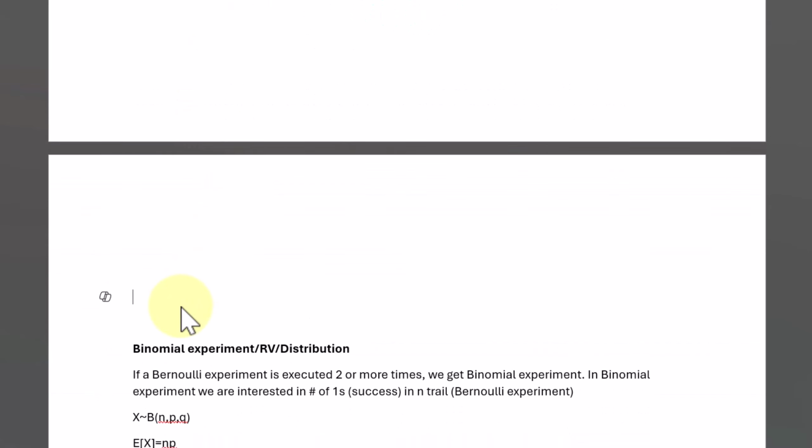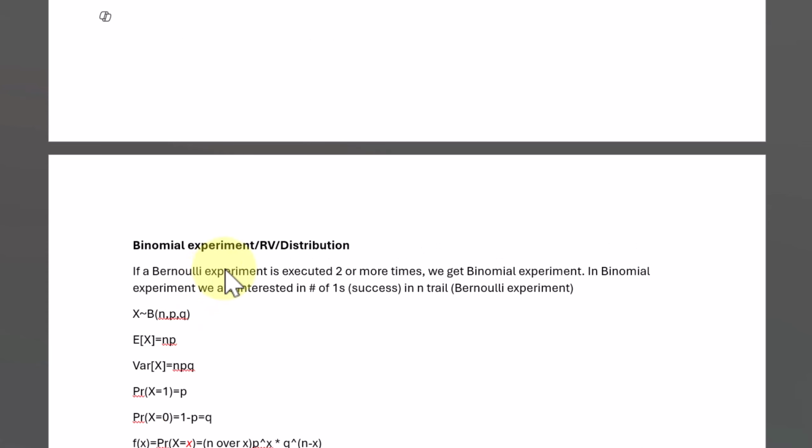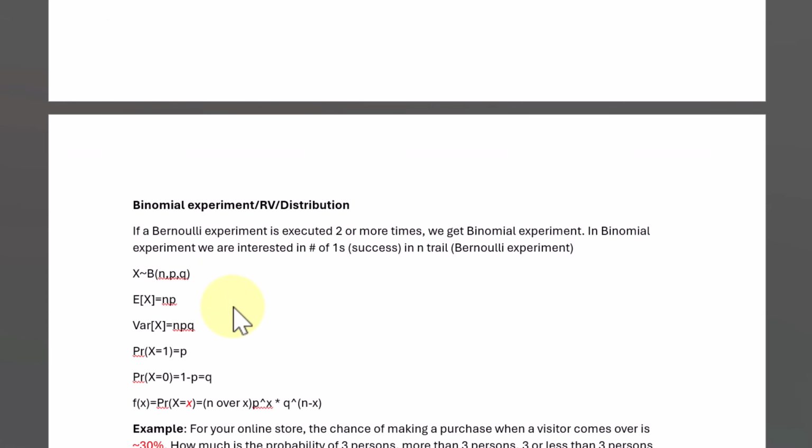The second probability distribution that we want to discuss is the binomial distribution. A binomial random variable arises when we repeat the Bernoulli experiment two or more times. The condition for an experiment to be binomial is that it has to be repeated more than one time, and each time there are two possibilities in every run of the experiment, either a success or a failure.